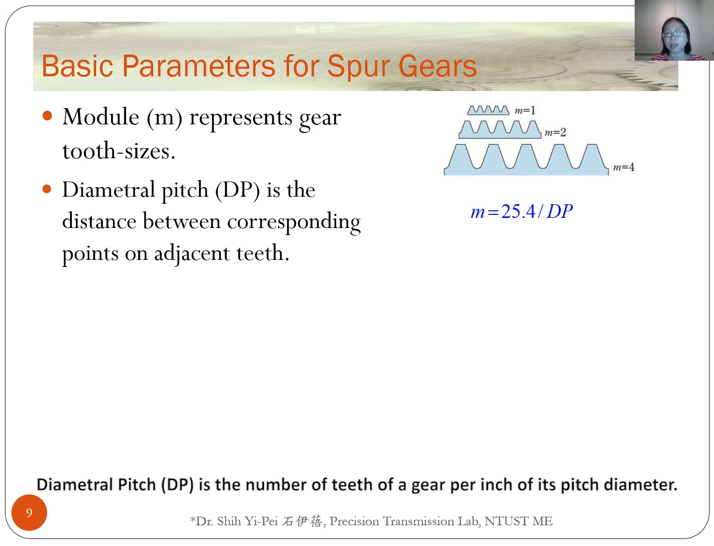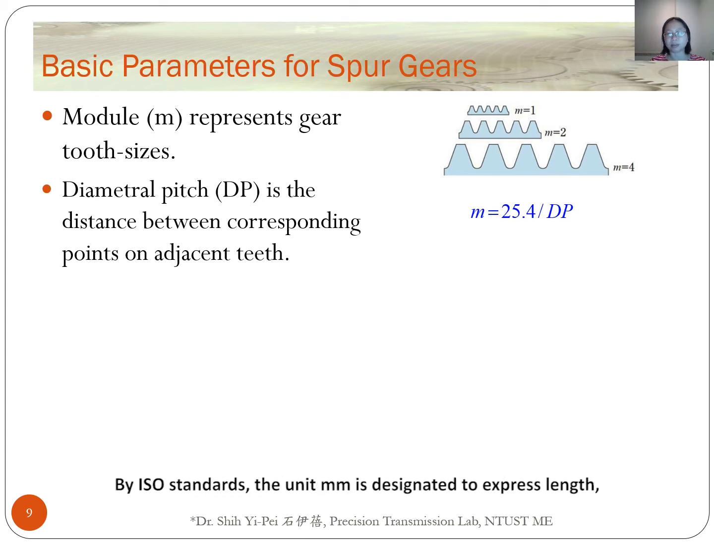Diametral pitch dp is the number of teeth of the gear per inch of its pitch diameter. By ISO standards, the millimeter is used to express length. However, the inch is used in the USA and a few other countries, and diametral pitch is also used in these countries. In Taiwan, the ISO unit is applied. For calculation convenience, we normally transform dp to module. Module is equal to 25.4 over dp.